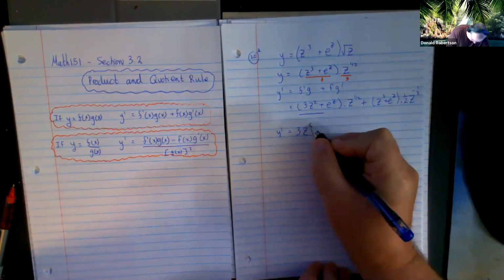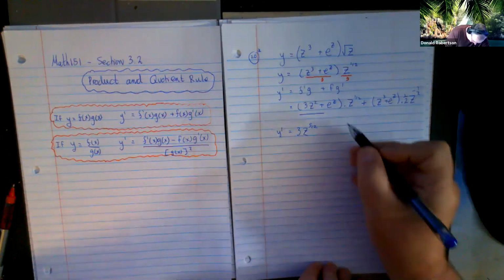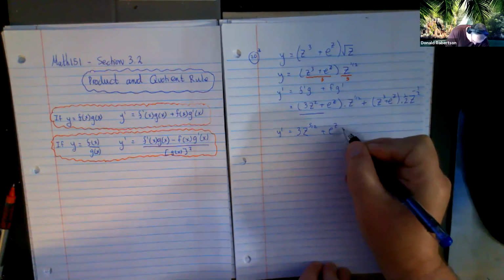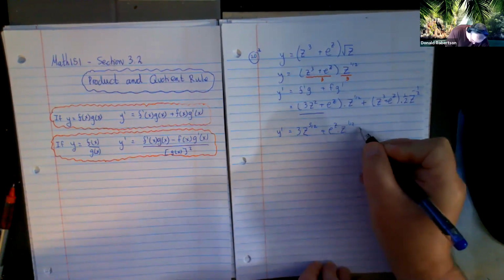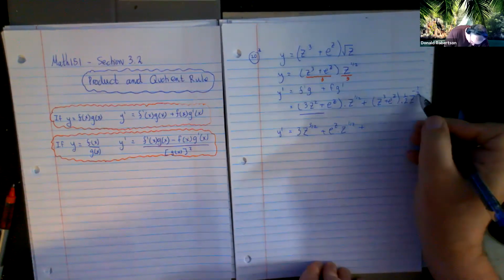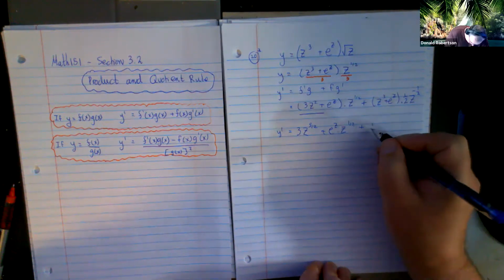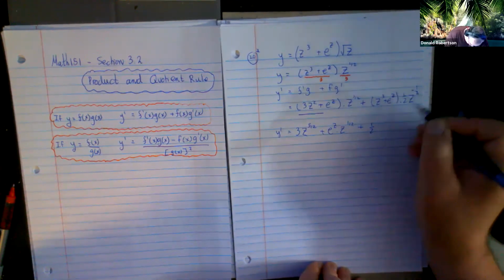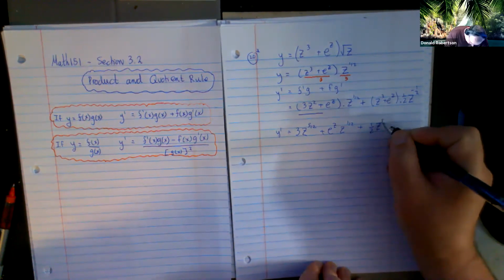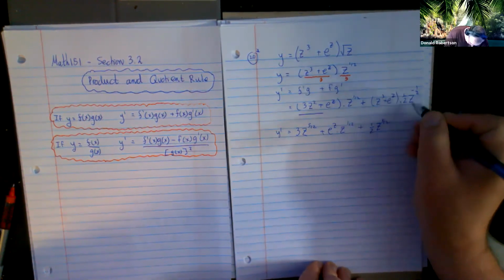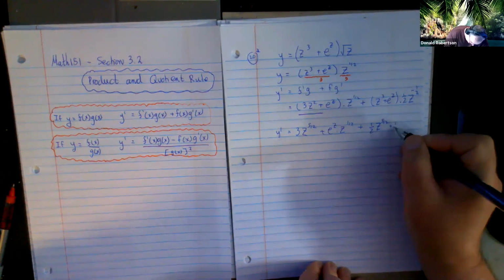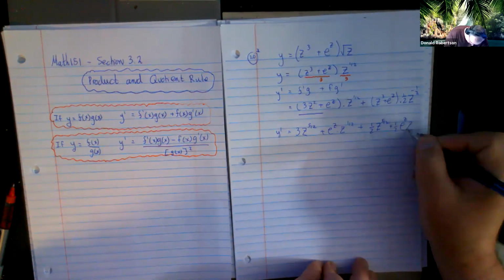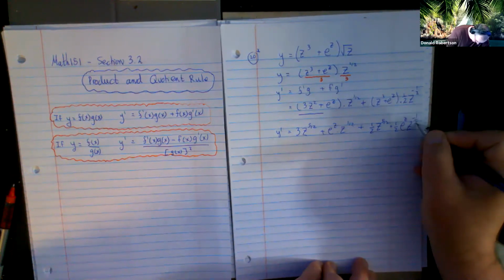So 3z to the half times z to the half gets you 3z to the 2 halves, which is 5 halves. e to the z times that guy is e to the z, z to the half. Plus, this guy times this guy gets you 1/2. 3 take away a half is 2.5, so that's z to the 5 halves. And this guy times this guy gets me 1/2 e to the z, z to the negative 1/2.